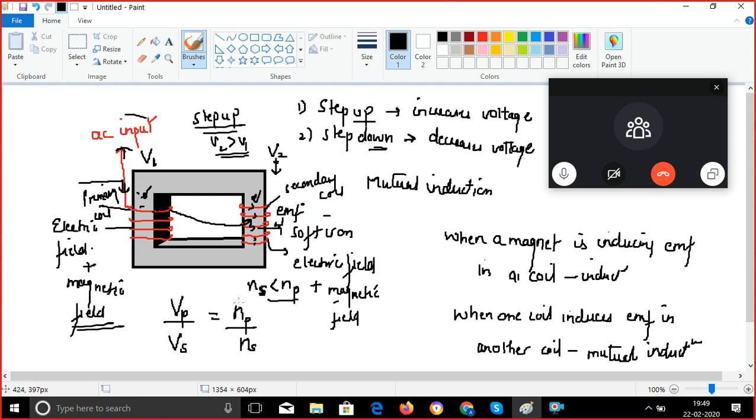First, what you have to write: write this one that I have written, the induction and mutual induction, and its definition. Then you write the definition of transformer, which means a device which is used to increase or decrease voltage. Then two types of transformers, step up and step down, and their definitions. Then you have to draw its diagram and the relationship, and then I'll tell you the steps of how it works. As of now, you note this down.